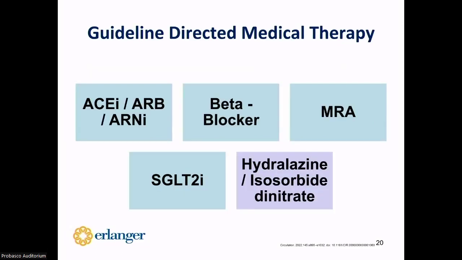So our real pillars of this include our ACEs, ARBs, and ARNIs, beta blockers, the mineralocorticoid receptor antagonists such as spironolactone, SGLT2 inhibitors, and then hydralazine and isosorbide dinitrate are also listed. But in this presentation, we'll focus on the 4 pillars.